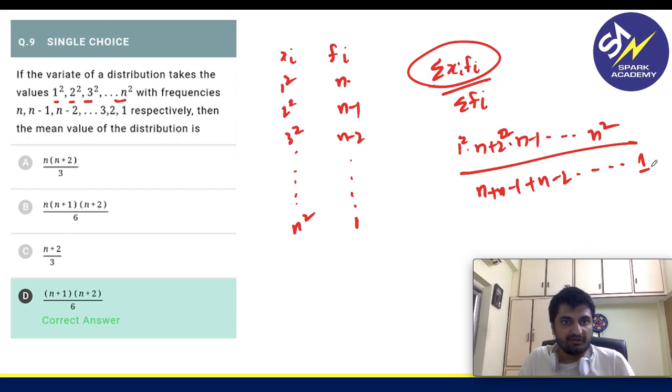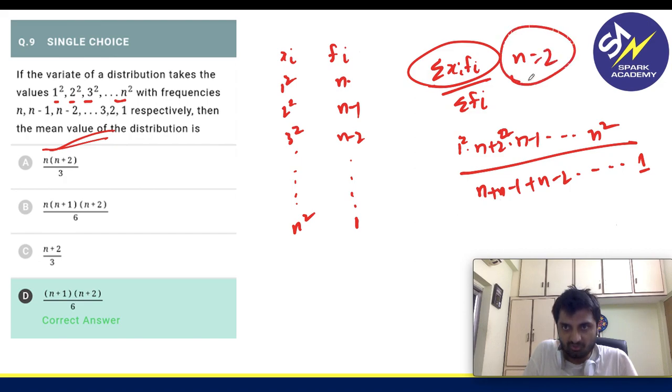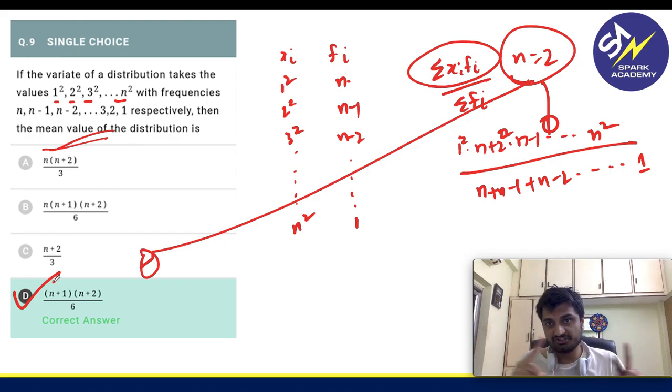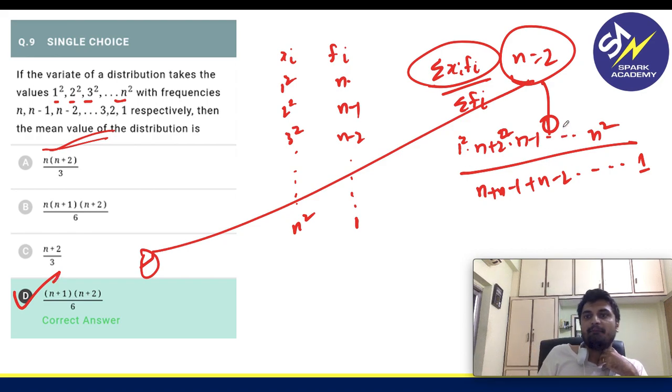So what you can do is, you can just give n any value now. You can give n value as 2, substitute in the options, and you will get D as the answer. So they give it in terms of n square. We can assume anything, right? This is the formula for mean, summation xi fi by summation fi. We got it in terms of n, but we are not able to get it in the final form. So just give n value 2. So you can just check.